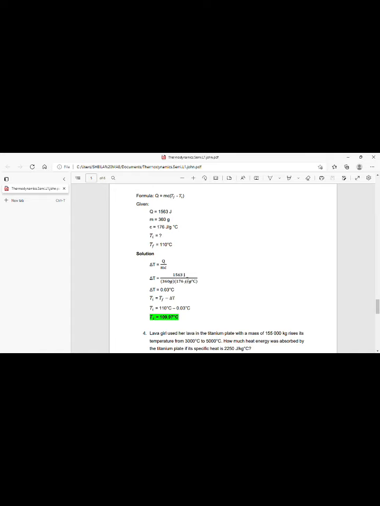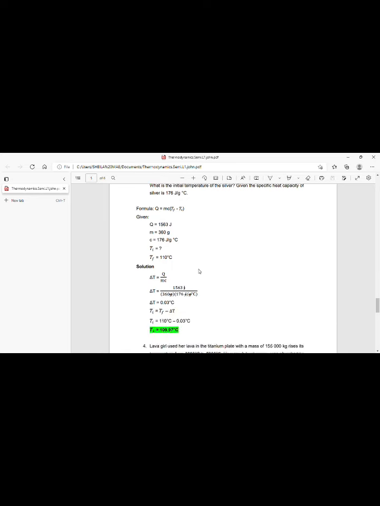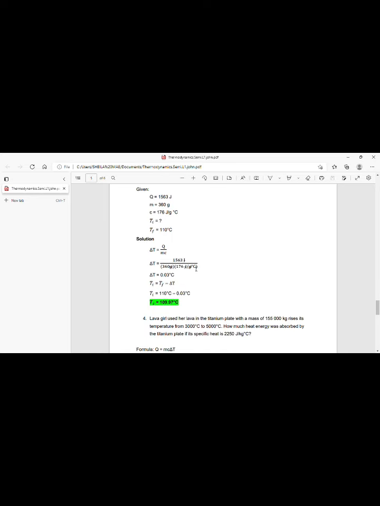1563 joules, which is the heat energy, over the 360 grams, which is our mass, and 176 joules per gram degree Celsius, which is our specific heat. We're going to cancel out the units, joules over joules, grams over grams, so that we can come up with degrees Celsius, which is our missing here, the final temperature, the initial temperature.